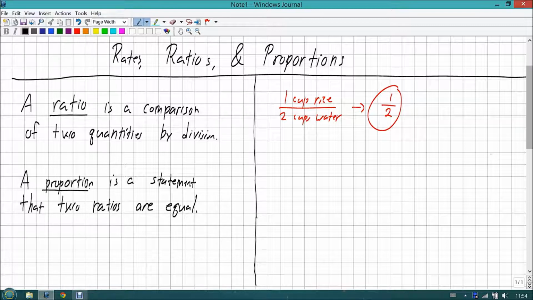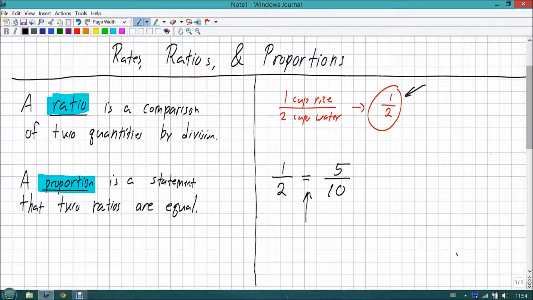So a proportion is actually not the same thing as a ratio. A proportion requires two ratios, while a ratio is just a comparison of two things through division, or a fraction. For example, 1 cup of rice for 2 cups of water. Well, what happens if I have 5 cups of rice? Then I would need 10 cups of water. So a proportion has an equal sign, while a ratio is just a fraction. That's the easiest way to remember the difference between the two.